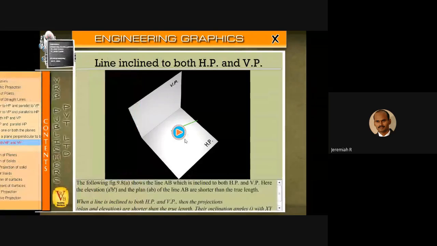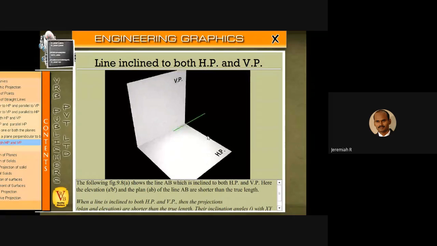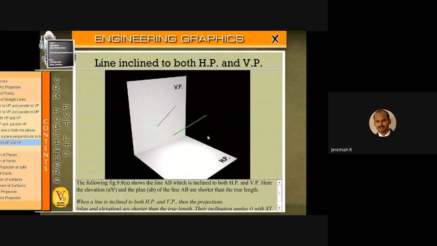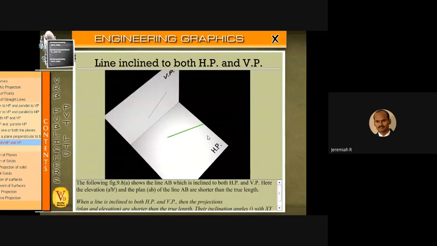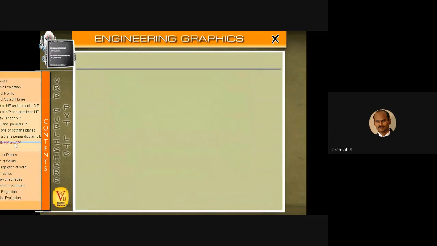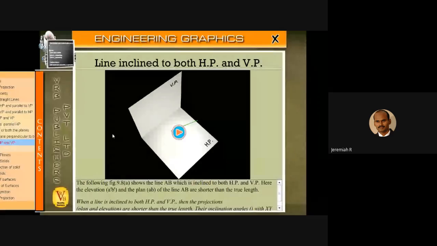So this is one more case: line inclined to both HP and VP. In this case you get a reduced length of line. This is most important from the exam point of view. What is the case? A line inclined to both HP and VP.